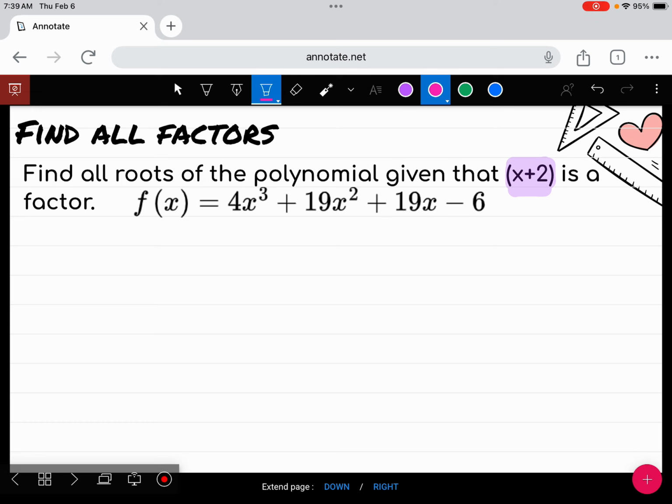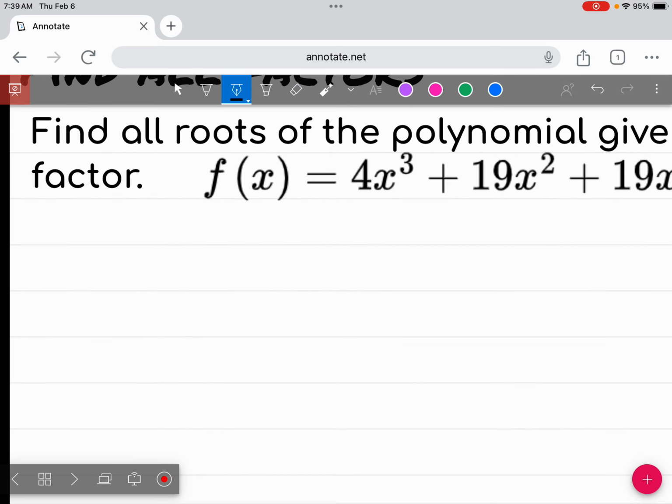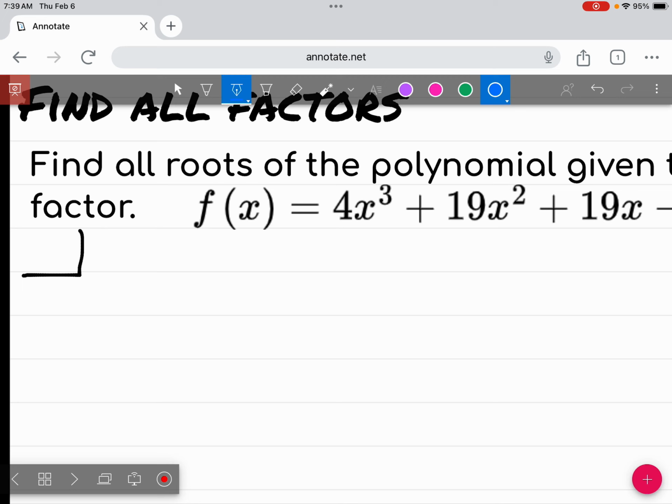All right, so our f of x, we've got this 4x cubed, our 19x squared, our 19x, and our minus 6. This one would definitely not factor by grouping. This is not going to be a thing we can work with here. So we definitely have to divide. We're going to set up our synthetic division. You can do long division, but that's kind of mean to yourself. I don't recommend it. Long division is icky.